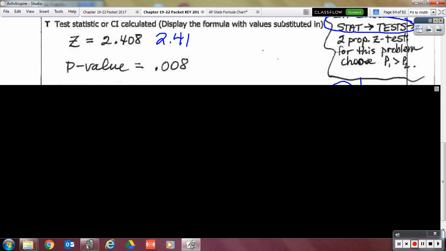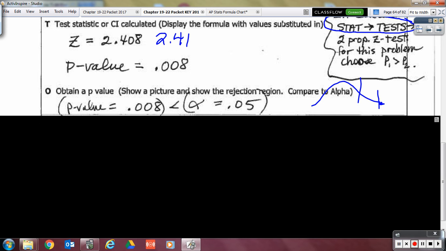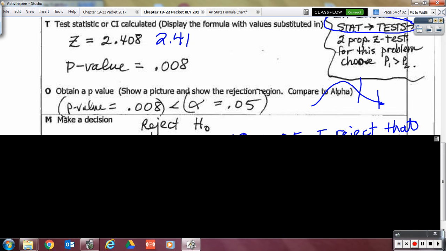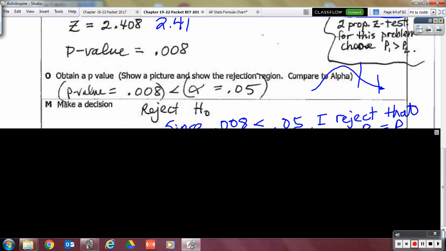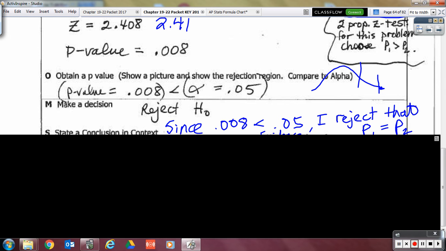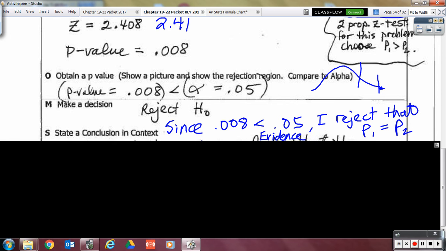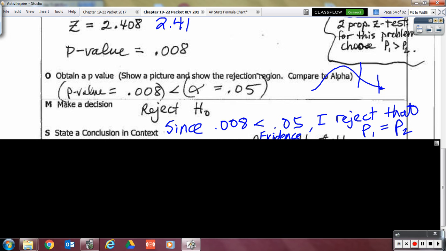We're going to compare it to alpha. And so I'm going to compare it to my 0.05, and so that p-value is low. Reject H0. Okay? Since that p-value is low, reject H0. Okay, so here comes my conclusion. Since 0.008 is less than 0.05, I reject that.